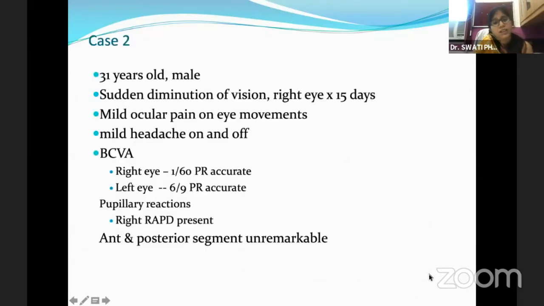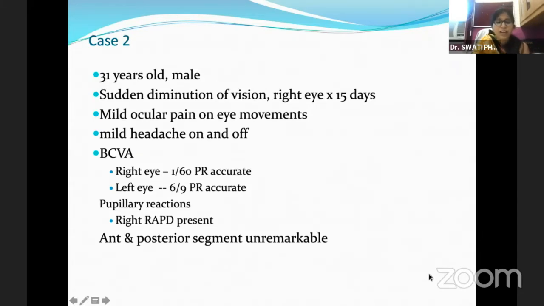Similarly, there was another case where a 31-year-old male complained of sudden diminution of vision in the right eye for 15 days, with mild ocular pain on eye movements, with mild headache on and off. The right eye vision was 1/60 with absolutely normal fundus. The left eye vision was otherwise normal except for one line loss. On pupillary reaction, again right RAPD was present, and again anterior and posterior segments were unremarkable.